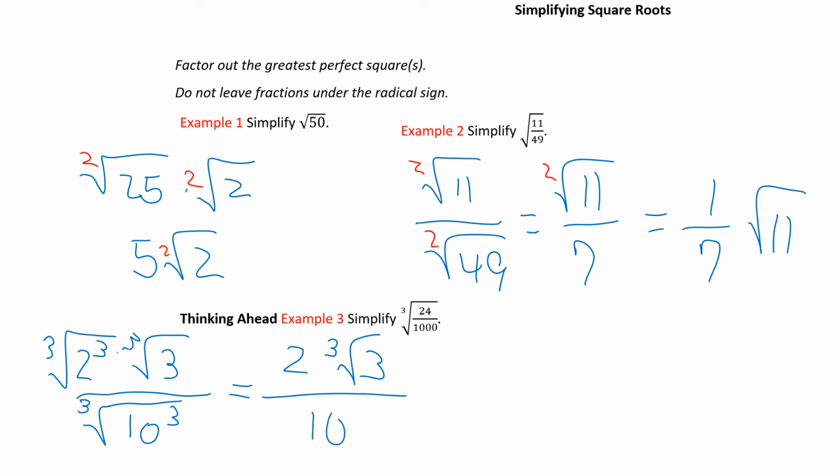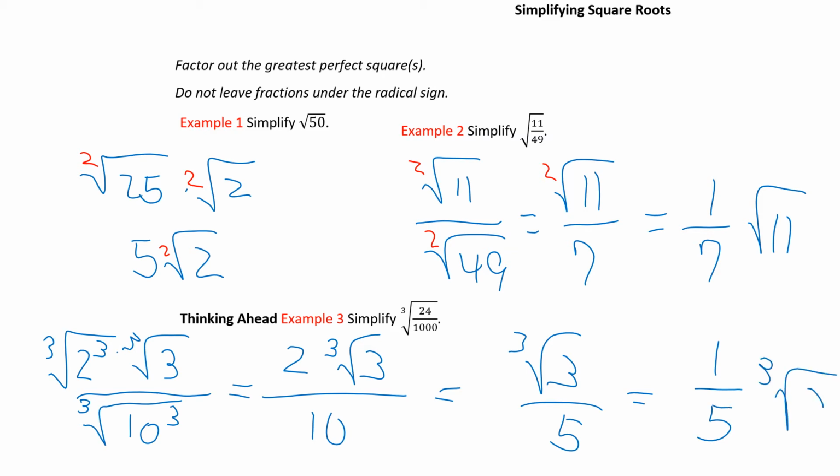Now, if we want to go just one step further, we could say that the 2 and the 10 simplify. So we could write this as the cube root of 3 divided by 5. And if it's preferable, we can take a step similar to in number 2, and we can say that this is 1/5 times the cube root of 3.